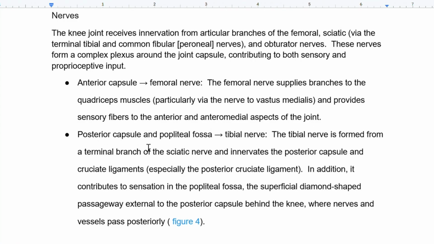Then there's the posterior capsule and popliteal fossa, where we have innervation from the tibial nerve. So the tibial nerve is formed from a terminal branch of the sciatic nerve and innervates the posterior capsule and cruciate ligaments, especially the posterior cruciate ligament, PCL. In addition, it contributes to sensation in the popliteal fossa, the superficial diamond-shaped passageway external to the posterior capsule behind the knee, where nerves and vessels pass posteriorly.